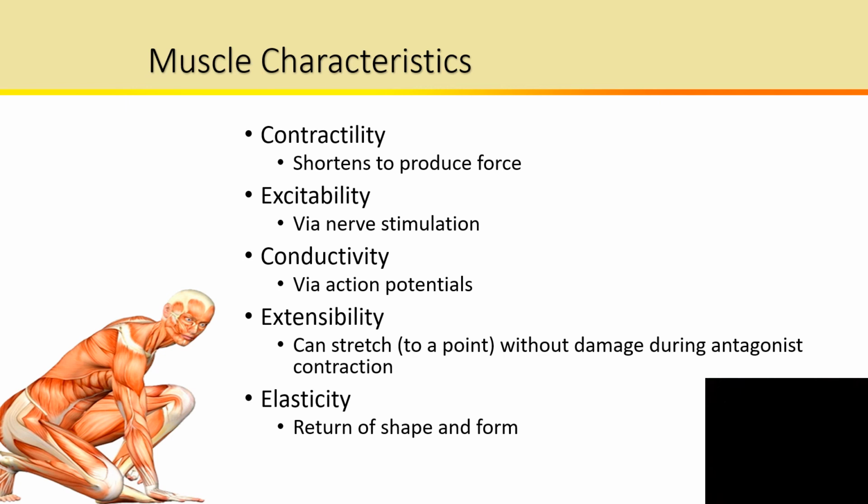Muscle is also extensible. In other words, we can stretch a muscle without it coming apart, to a certain point. This is not infinite, because eventually it's going to pull apart. But muscle can stretch to a certain point without damage. And this is important because let's look at the thigh. If you extend your leg, the muscles on the front, the quadriceps of the thigh, are tightening. The muscles on the back, the hamstrings, have to stretch a little bit to coincide with the anterior muscles, the quadriceps, contracting or getting shorter.